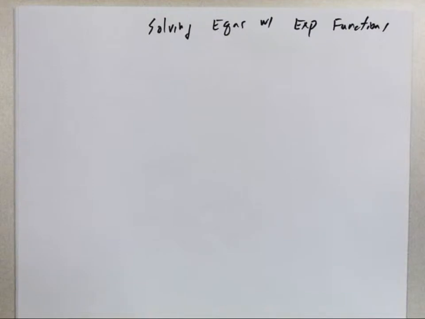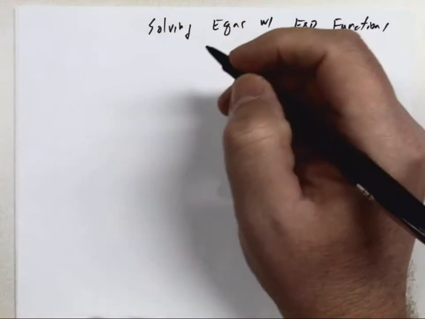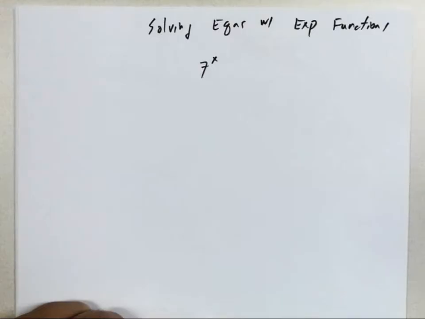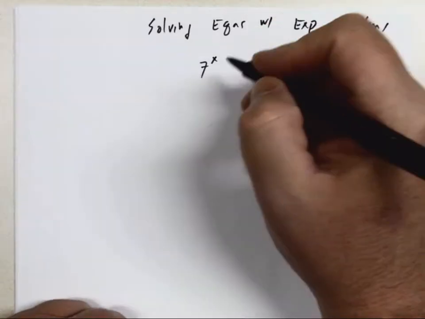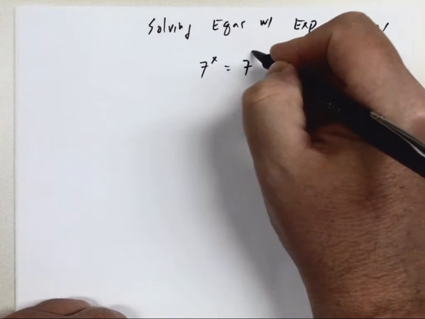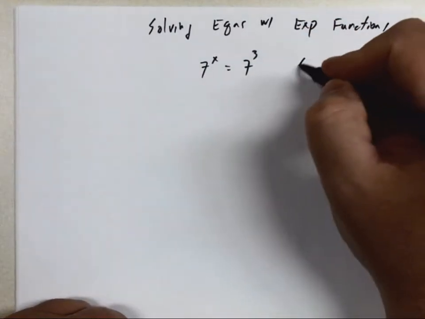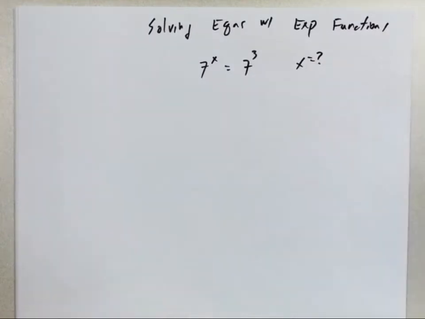We've begun to work with and understand exponential functions. Let's look at how to solve them. And just for fun, let me give you some actual problems we're going to solve in the next few minutes. How about 7 to the x equals 7 cubed? So what do you do when you're solving an equation? You're trying to see what x equals.